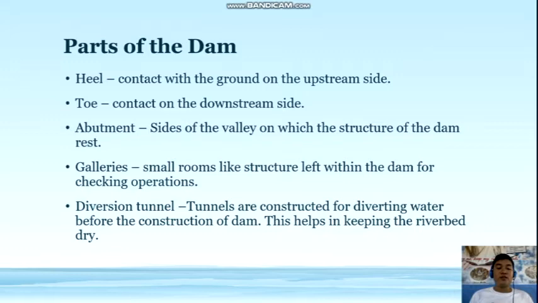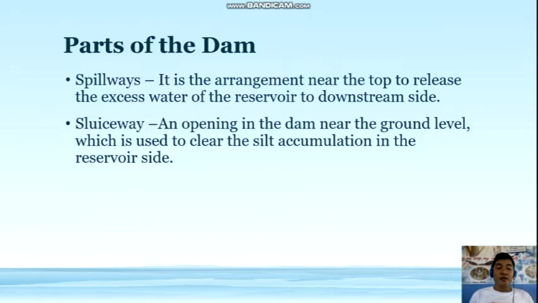Diversion tunnel. Tunnels are constructed for diverting water before the construction of dam. This helps in keeping the riverbed dry. Spillways. It is the arrangement near the top to release the excess water of the reservoir to the downstream side. Sluiceway. An opening in the dam near the ground level, which is used to clear the silt accumulation in the reservoir side.